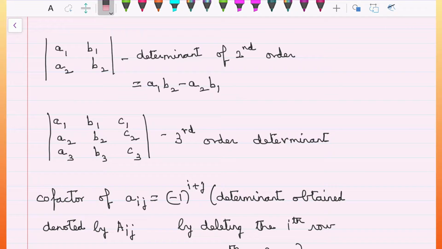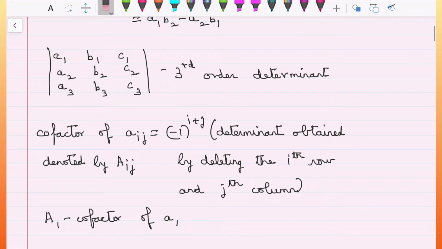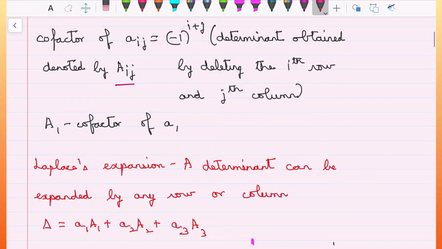And now what is the cofactor of an element, say aij? It is minus 1 raised to i plus j, times the determinant obtained by deleting the ith row and the jth column, and we denote it by capital Aij. Capital A1 is the cofactor of a1. So in general we denote the cofactor of a1 by capital A1. What will be the cofactor of b1? Capital B1.